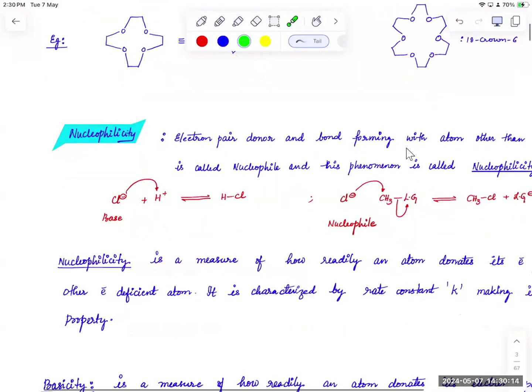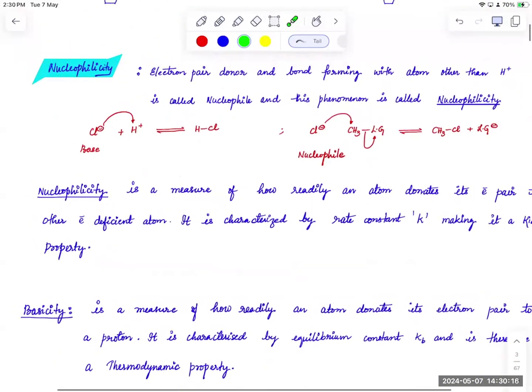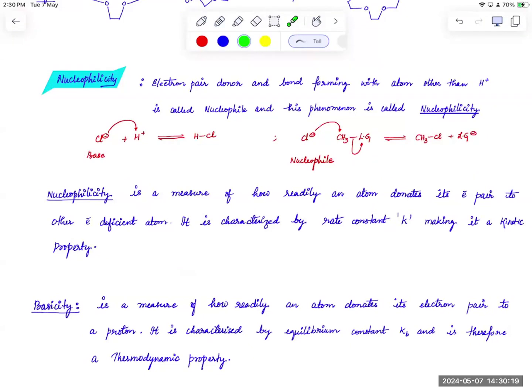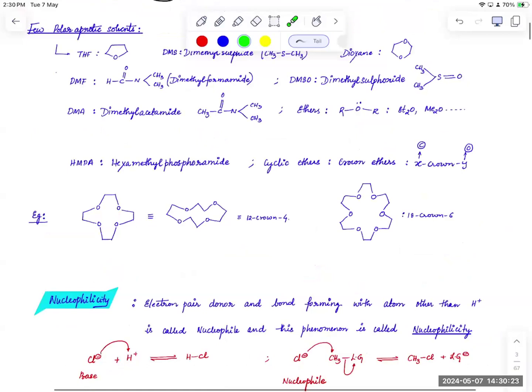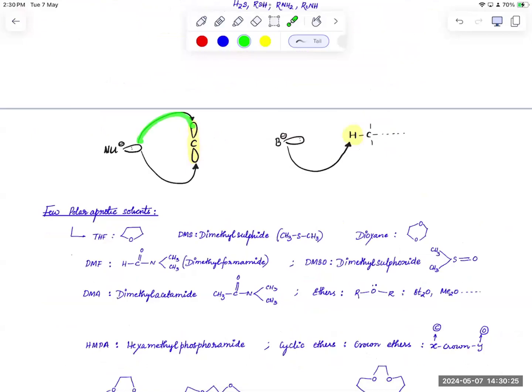That is nucleophilicity. So how can we differentiate between a nucleophile and a base? In simple terms, a nucleophile is something which will attack the nucleus of carbon or any other element other than hydrogen. A base is that species which will only attack hydrogen and take that proton away from that molecule. Got it?